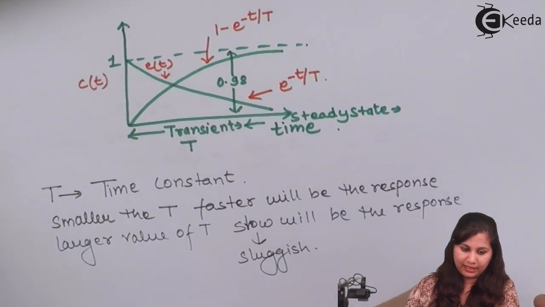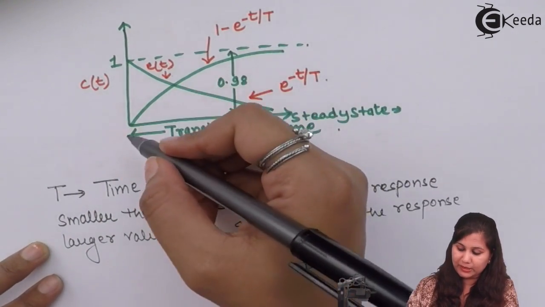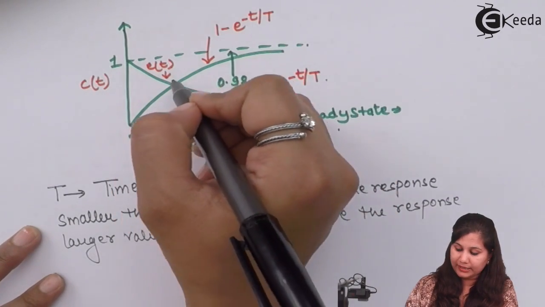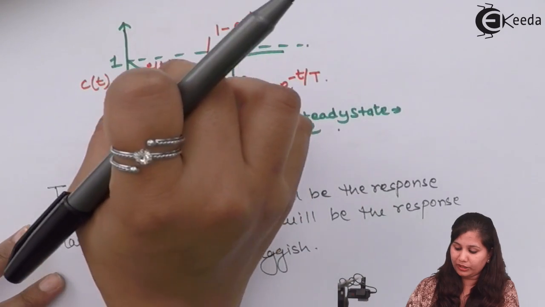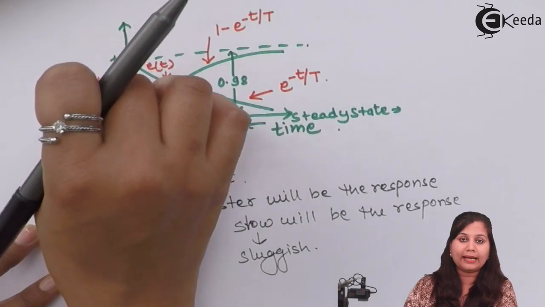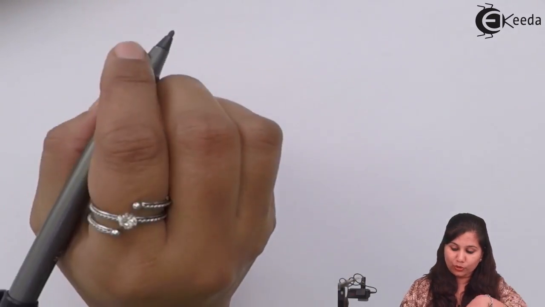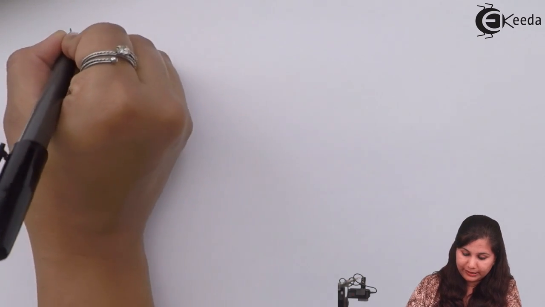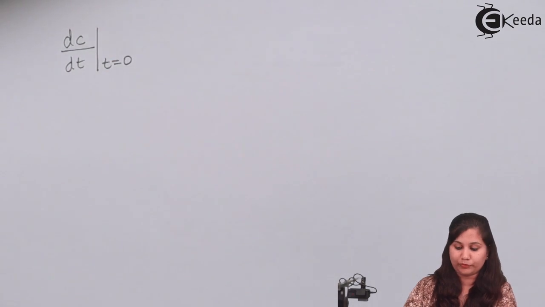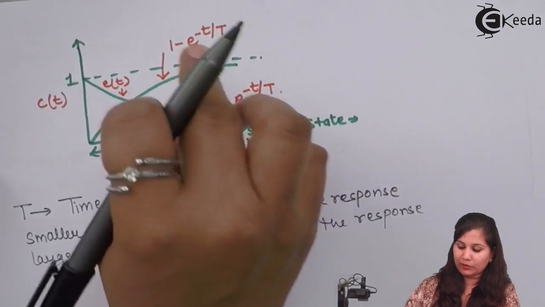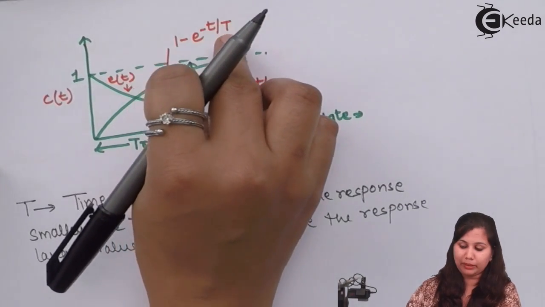Now in this graph of the output with respect to time, we have seen that the output increases exponentially. This is 1 minus e raised to the power minus t by T. So it is increasing exponentially. If we find the slope at any point, then that slope will be equal to dc by dt at t equals 0. So we are going to differentiate the output equation. The output equation is 1 minus e raised to the power minus t by T.